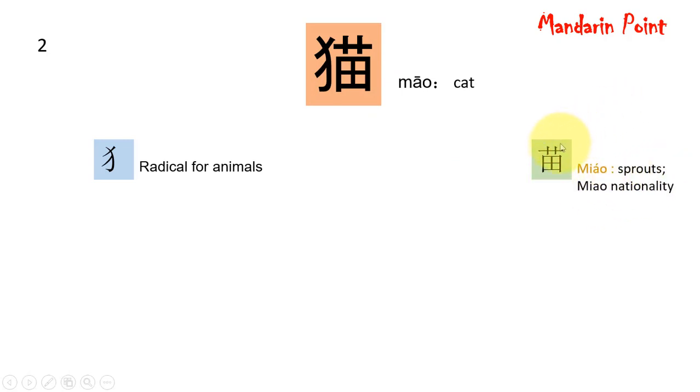This miao can further be decomposed. At the bottom of it we have this tian, which means field, while at the top of it we have another radical, which is the radical for grass. So this miao is composed of the radical for grass and tian, which means field. So we can say that an animal who is present in the field and who plays with the grass is actually a cat. Mao.